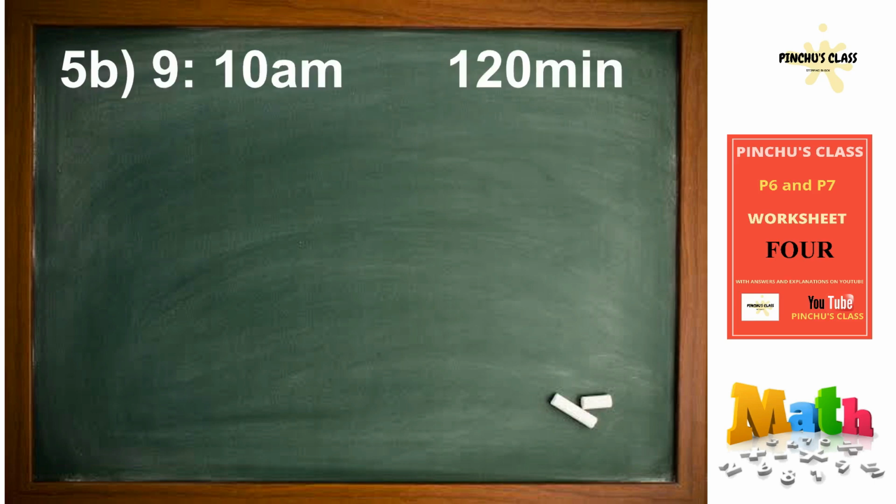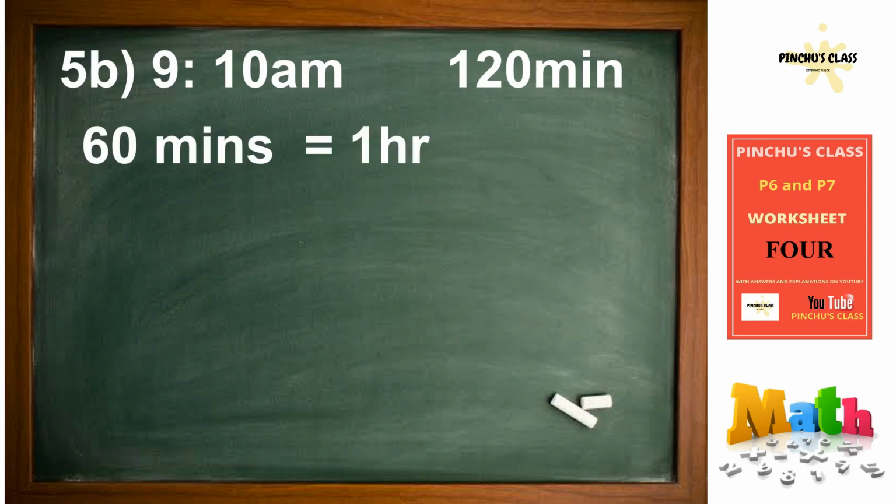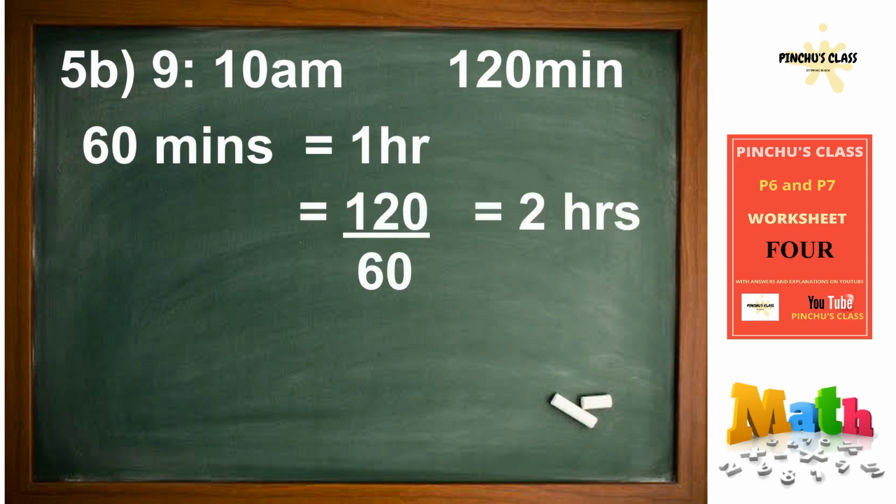Then part B, if the bells first ring at 9:10 a.m., when exactly will they ring together again? So since we have the 120 minutes, the time they take to ring together again, we are going to first change the 120 minutes to hours. So we know that 1 hour gives us 60 minutes. What about 120 minutes? How many hours are there? When you get 120, divide by 60, and the answer is going to be 2 hours.